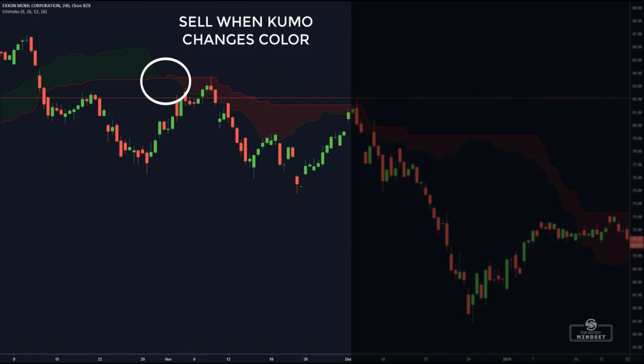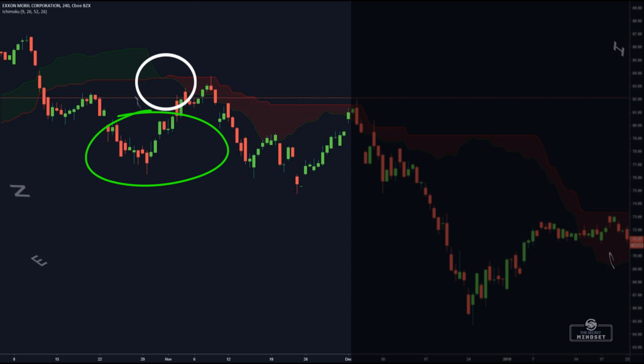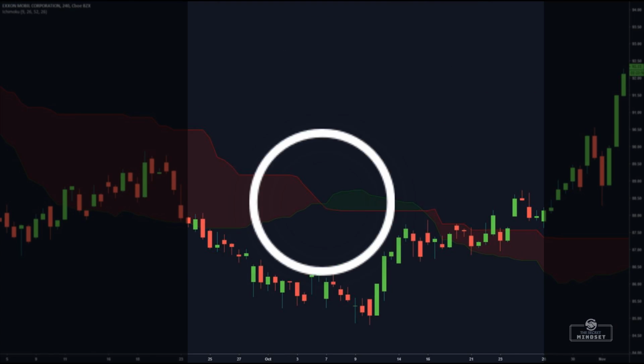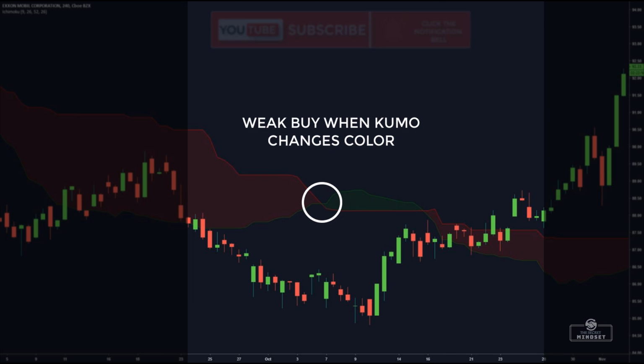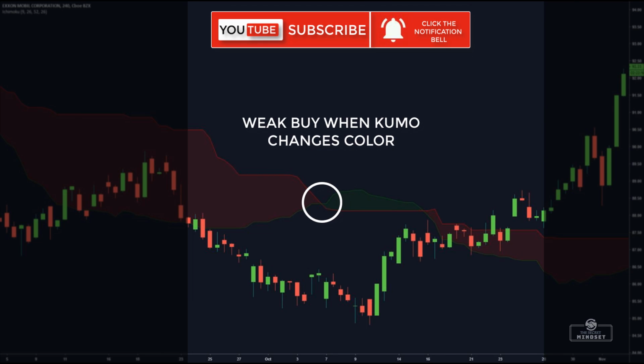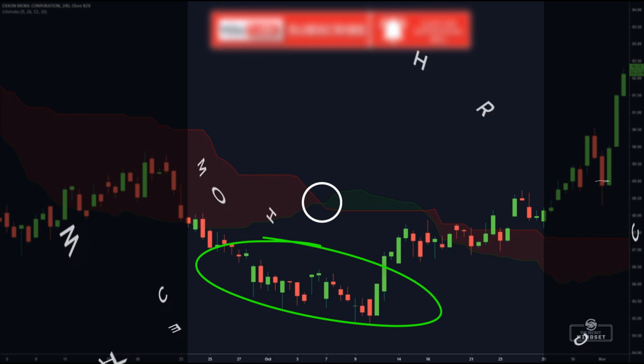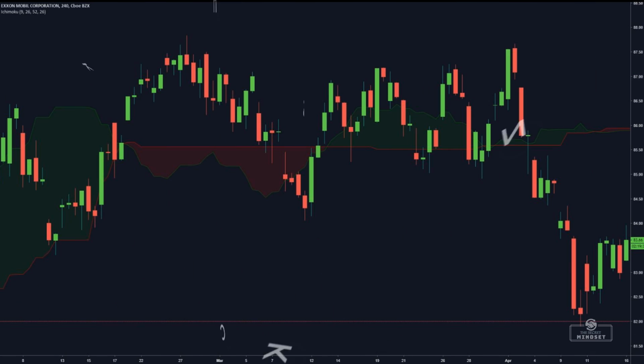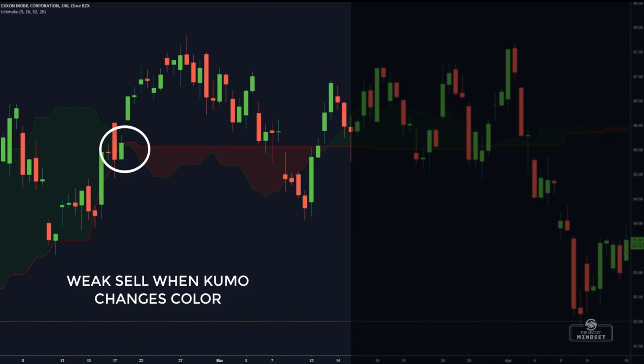When span A cuts span B from the upside to the bottom and the prices are positioned below the Kumo cloud, we have a strong sell signal. When span A cuts span B from the bottom to the upside and prices are positioned below the Kumo cloud, we have a weak buy signal. And when span A cuts span B from the upside to the bottom and the prices are positioned above the Kumo cloud, we have a weak sell signal.